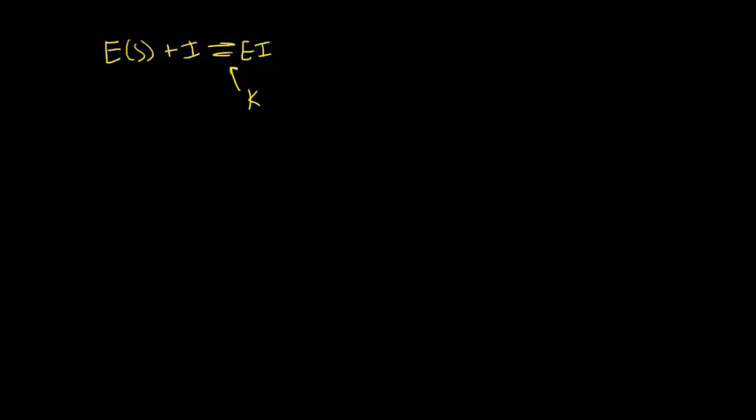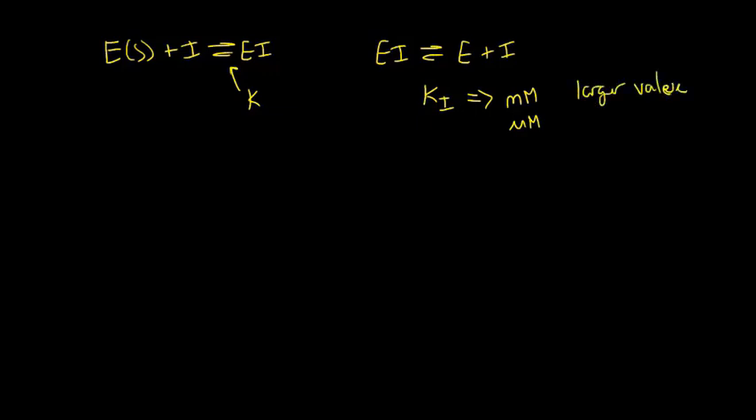And similar to what we figured out with the enzyme binding to the substrate, what we really want to focus in on is the dissociation of the enzyme inhibitor complex. So in this case, the dissociation of this is going to end up being a Ki value. Okay, so Ki, just like Km, describes how tightly a molecule, in this case an inhibitor, binds to the enzyme. So this is going to be in concentration units, so millimolar or micromolar or nanomolar. Okay, and the larger the value, the lower the affinity.